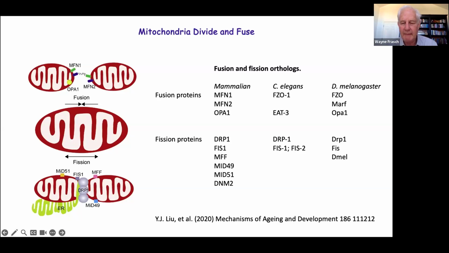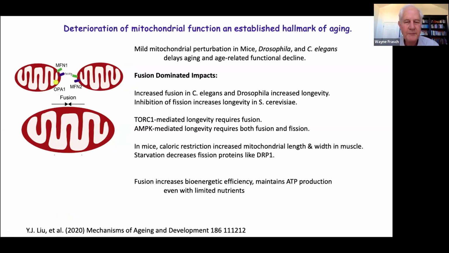So keep in mind, as we go through this, that OPA1 is one of these proteins, and it'll keep coming up time and time again. As Alistair was saying, we all need a little bit of stress in our life to make things better, and mild mitochondrial perturbation is an important part of this that delays aging and age-related functional decline. So the fusion-dominated impacts, if you increase fusion, and there are some model organisms, mice, Drosophila, C. elegans, you'll see there's a couple other ones.